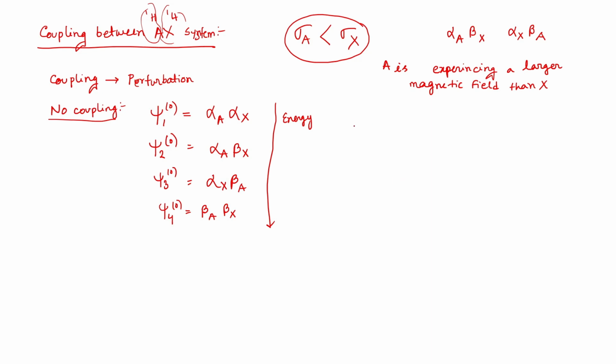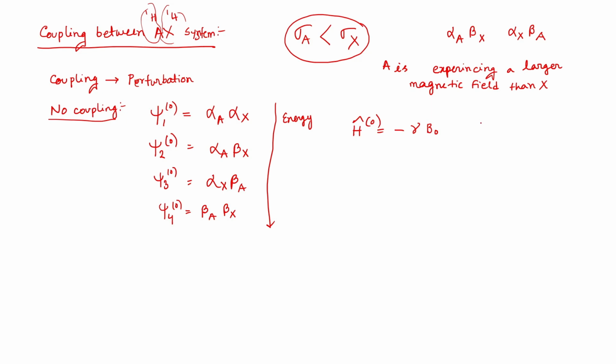Now we also know what the zeroth order Hamiltonian is, right? That we already discussed. That is our gamma. Then naturally, what is that actually? Gamma B naught.